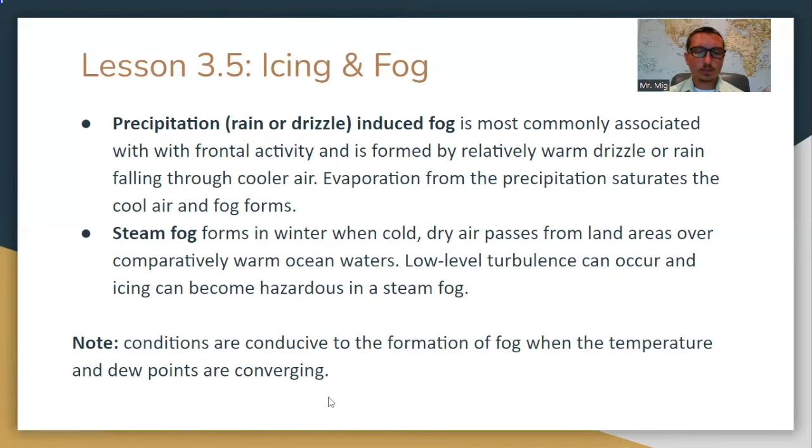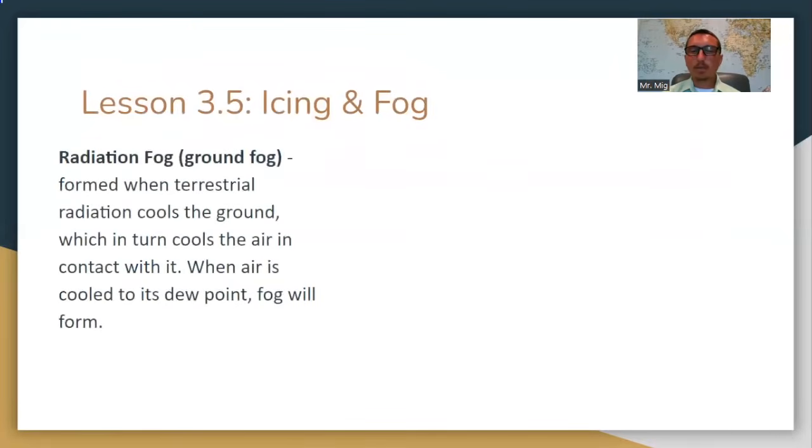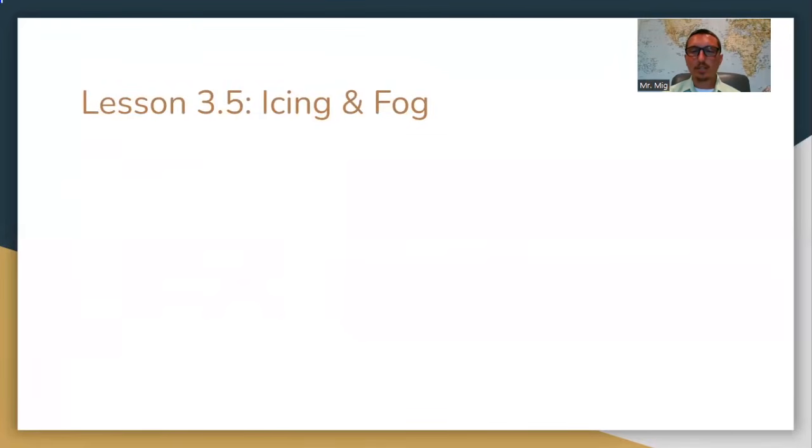Conditions are conducive to the formation of fog when the temperature and dew point are converging. So again, once that temperature starts to get close to that dew point, you're going to see fog. Within 3 degrees, you can see fog. Certainly, if they're the same temperature, you'll see fog. And they'll ask you that sometimes on a METAR question. I think I talked about that in my METAR video.